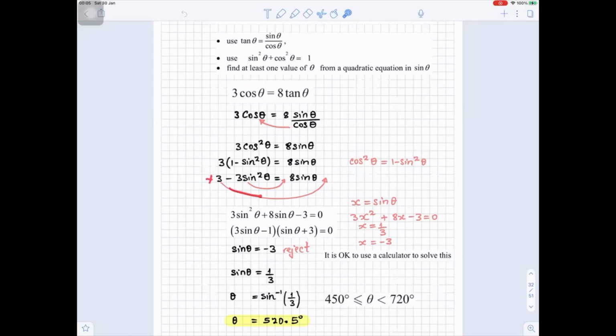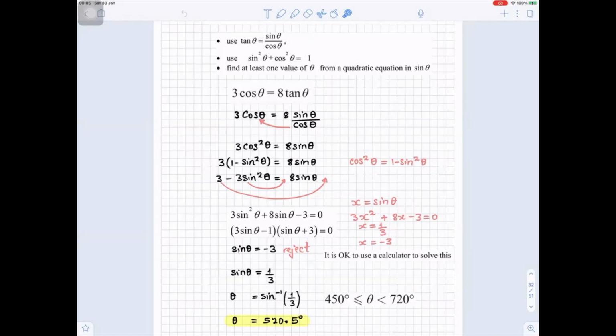Plus 3 goes to the right, it becomes minus 3. Minus 3 sine squared theta goes to the right, it becomes plus 3 sine squared theta. So we have 3 sine squared theta plus 8 sine theta minus 3 equals 0. We can solve this by replacing sine theta with x. You will have 3x squared plus 8x minus 3. Solve that in your calculator, and you get x to be 1 over 3 and x to be minus 3.